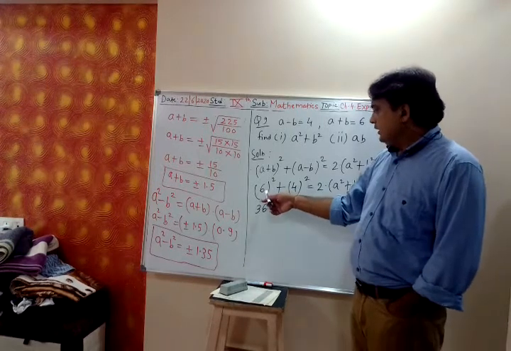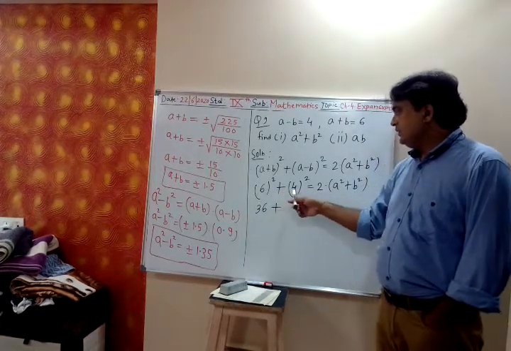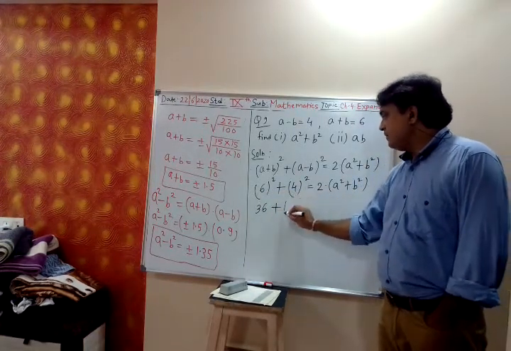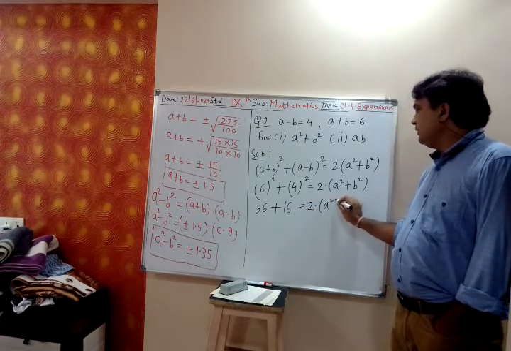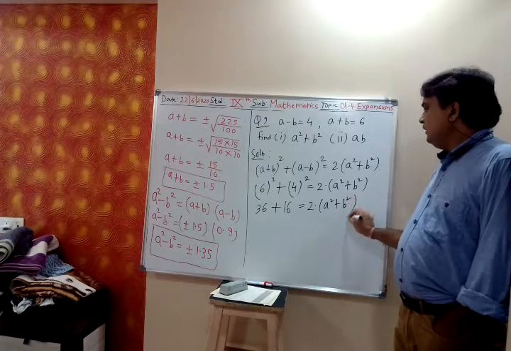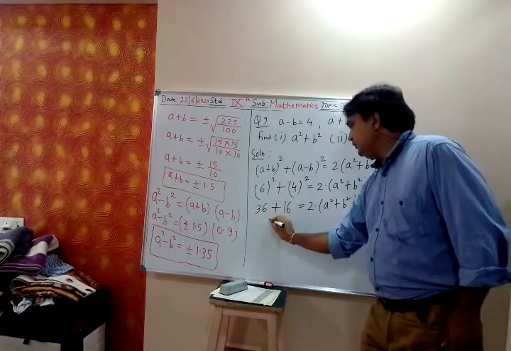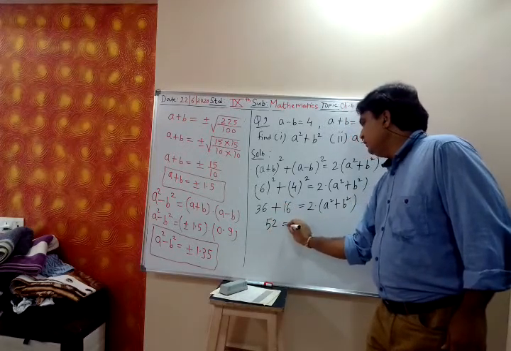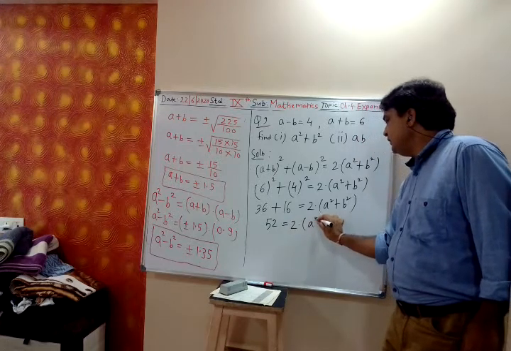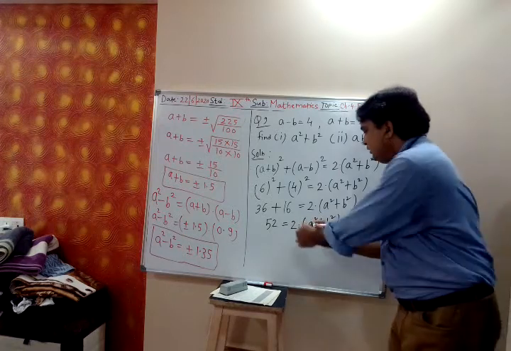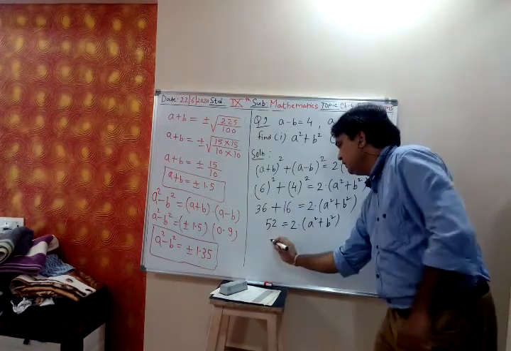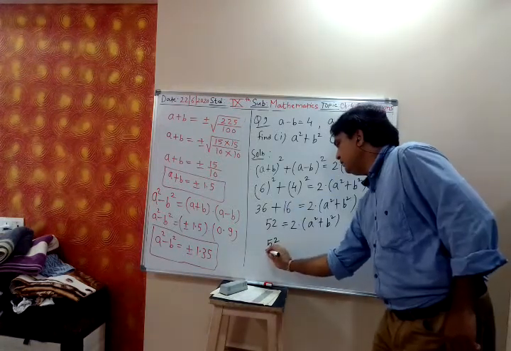Now 6 square is 36. 4 square is 16. Is 2 times a square plus b square. Now 36 plus 16 is 52. 52 is 2 times a square plus b square. Now there it is 2 into. So this 2 I will take in the denominator. So 52 divided by 2.